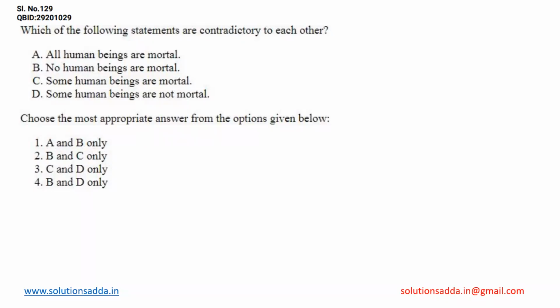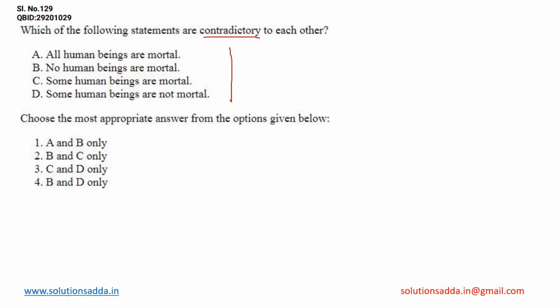Hello everyone, this is question number 29. Which of the following statements are contradictory to each other? Four options have been given. These are the four sentences, and we need to find out which pair of sentences are contradictory to each other. Let's read these sentences one by one.